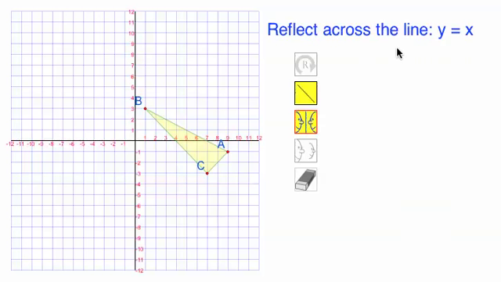Here we're being asked to reflect across the line y equals x. That's the line where the y value is equal to the x value. So when x is equal to 3, y is going to be 3, so it's going to go through this point. When x is equal to 12, y is going to be 12, and it goes through that point.